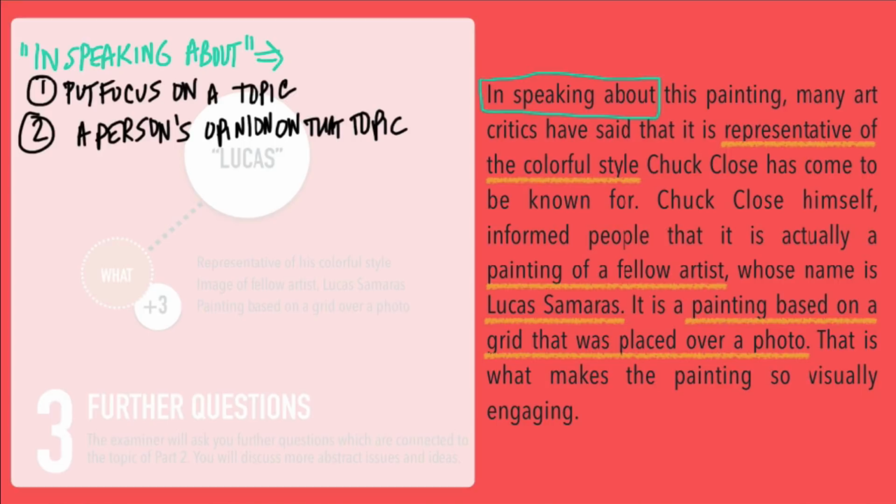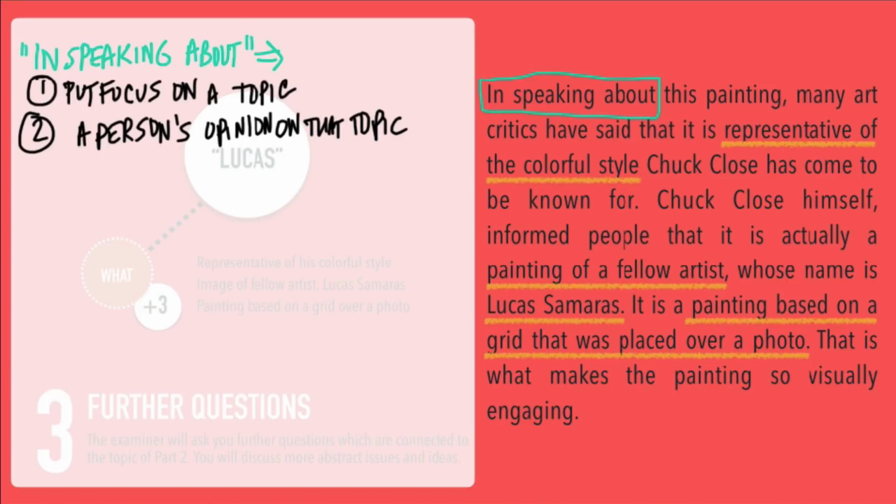Okay, so when you're giving your response to a question that they're asking you about the topic you already spoke about, you want to now add more information. So when you use this pattern, in speaking about, it shows that now you're thinking of not only your opinion, but also the opinion of other people. It shows that you're thinking very deeply. So it's an excellent pattern to use when you get to part 3 of the IELTS speaking test.